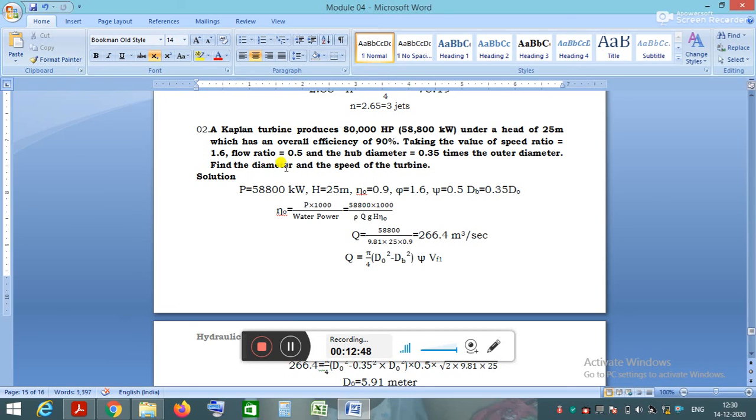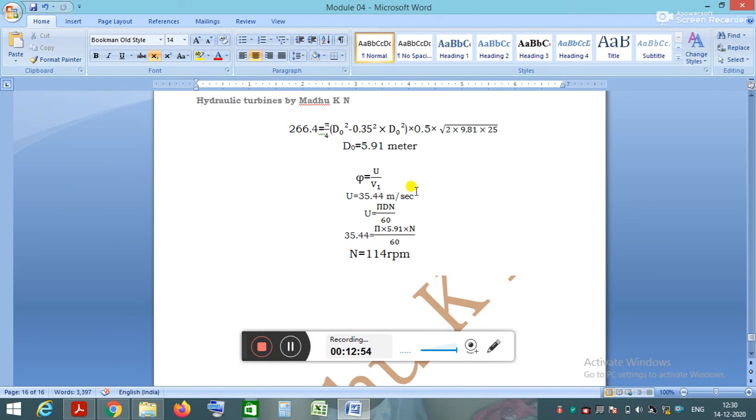We need to find out the diameter and speed of the turbine. To find the speed of the turbine, we have U equals pi d naught into N by 60. Using this equation, we can find out N, because the value of D, nothing but d naught, is already known. If we know the value of U, we can find out N. To find U, we have the speed ratio, which equals U by V1. V1 equals square root of 2gH. Speed ratio is given, so we can find the blade velocity. Once the blade velocity is found, substituting in this equation, we can find the value of N.